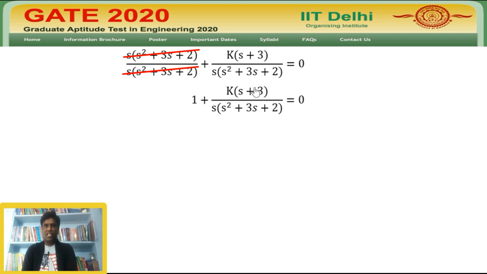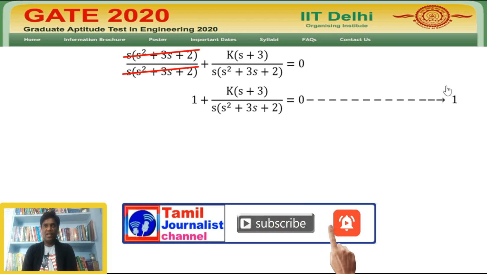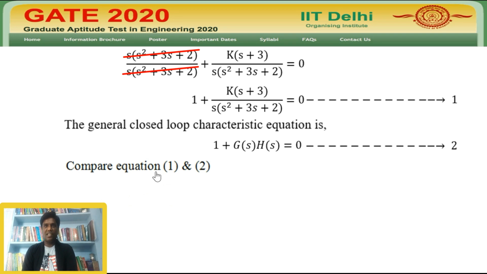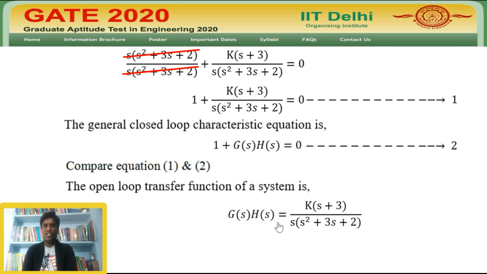From observation, this equation looks like the closed loop characteristic equation format. So, now we consider this as equation number 1. And we know that the general closed loop characteristic equation is 1 plus G of s into H of s equal to 0. Now, we consider this as equation number 2. Next, compare equations 1 and 2, then the open loop transfer function of the system is G of s into H of s equal to k into s plus 3 divided by s into s square plus 3s plus 2.